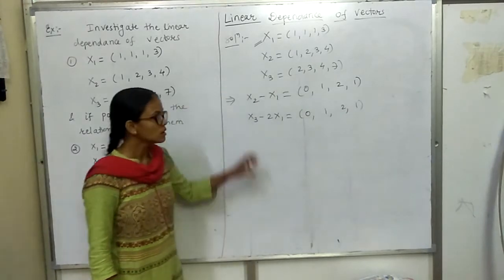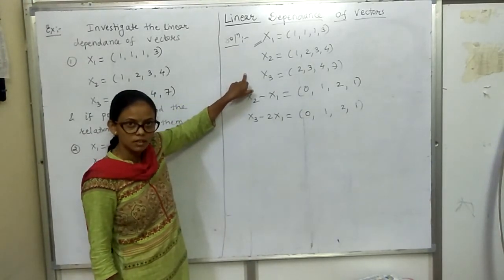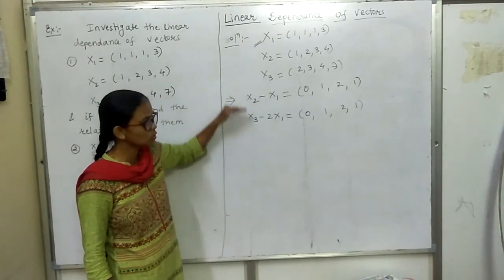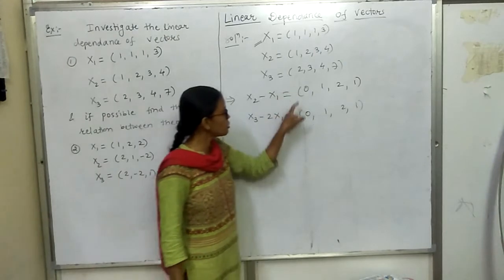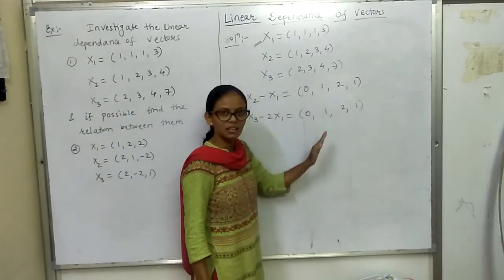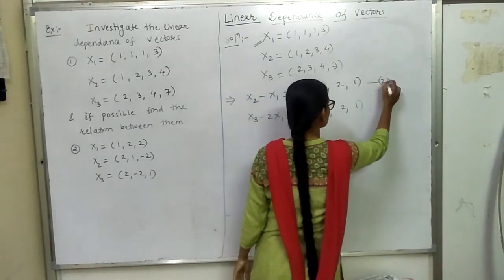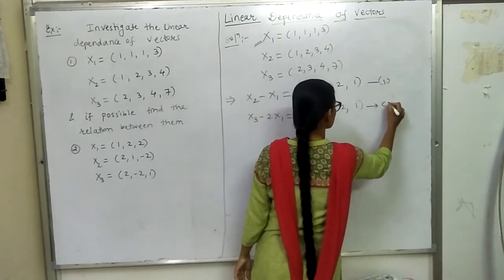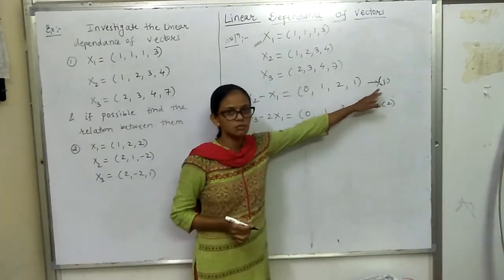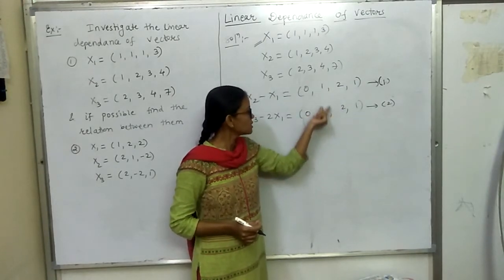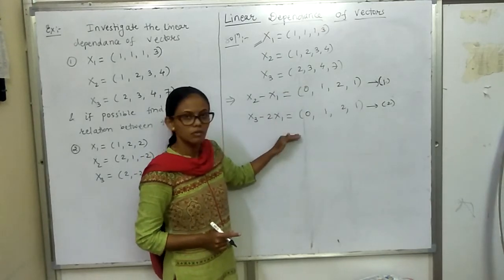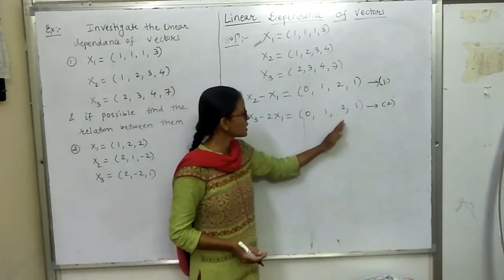So in this way, initially we had 3 vectors. After applying row transformation, we get 2 vectors in which the first component of both of them is 0. Now our aim is to make the second component 0. I am giving these equations as equation number 1 and 2. Now we have made the first component of these vectors 0. Next we have to make the second component 0.